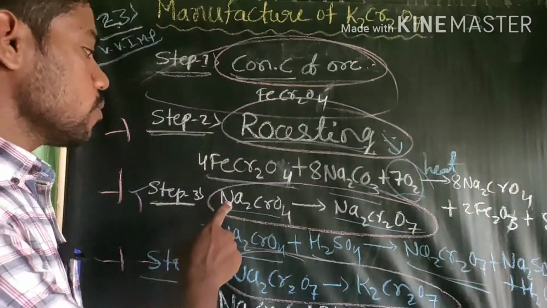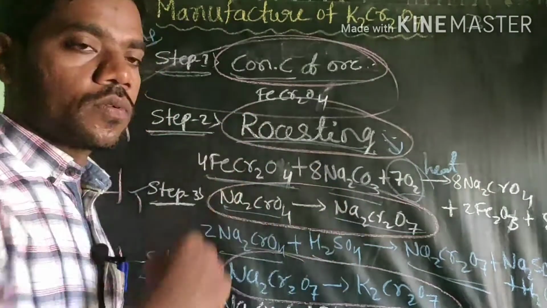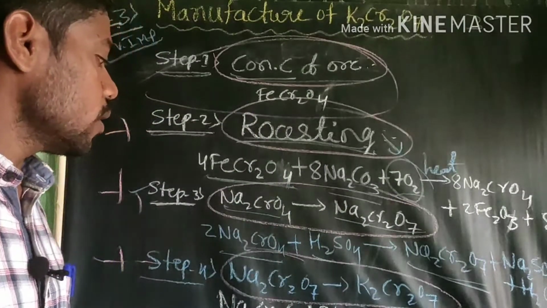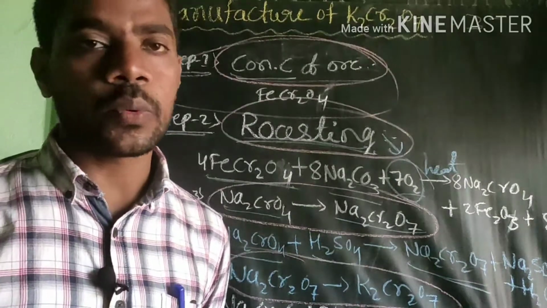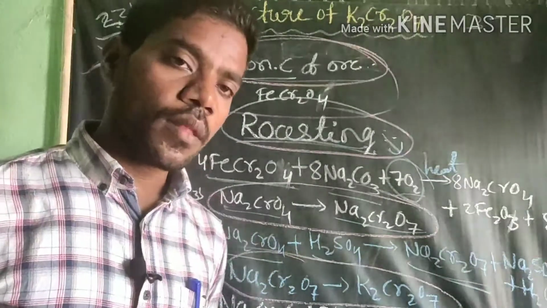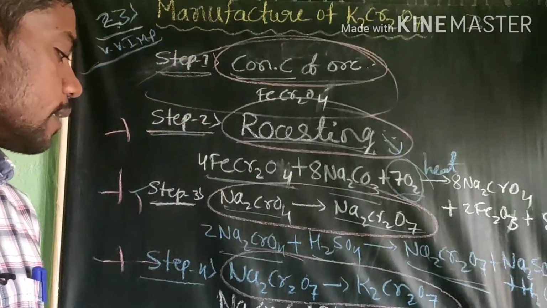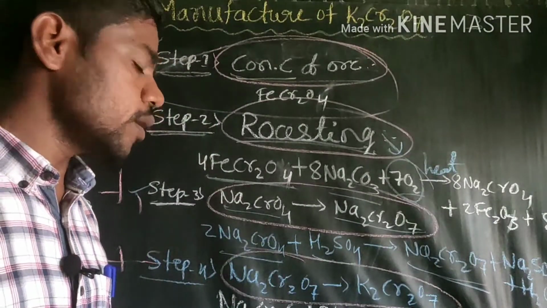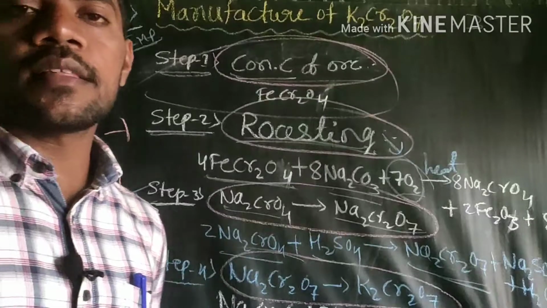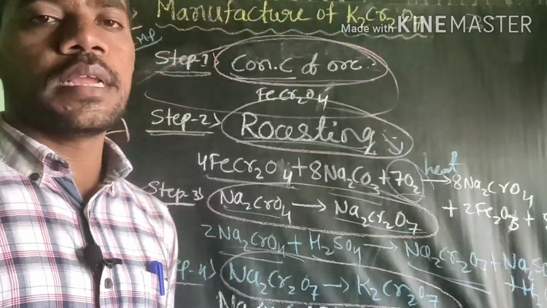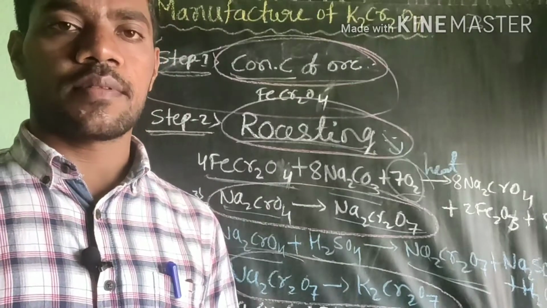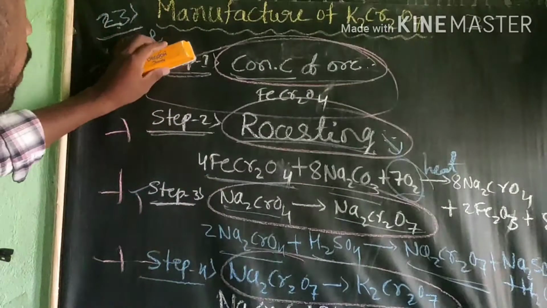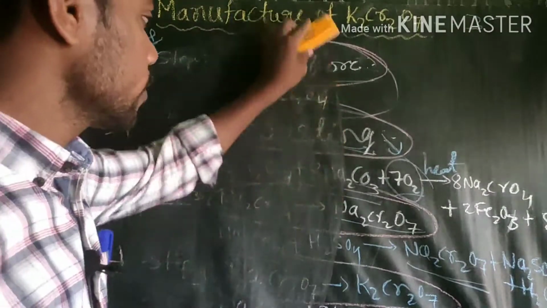The next step is sodium chromate conversion into sodium dichromate. Sodium chromate is heated with sulfuric acid, and it gives rise to sodium dichromate with some byproducts. Last step: sodium dichromate is converted into potassium dichromate by heating with potassium chloride. These steps are very important, dear students. Once again, I'll write all the reactions very fast.